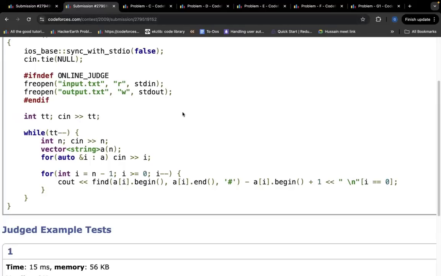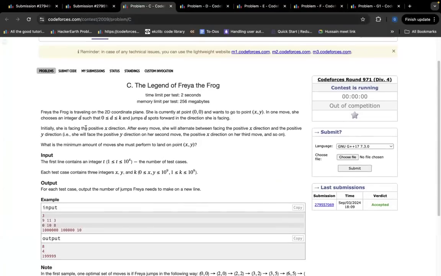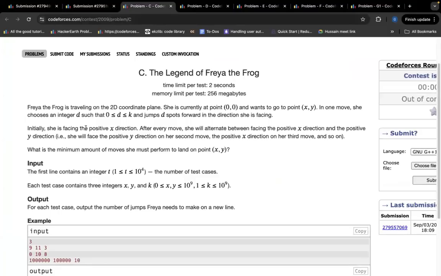So is this solution clear to everyone, guys? I'm just moving fast because these problems are just implementation problems. Now let's move on to problem C, the legend of Priya the frog.